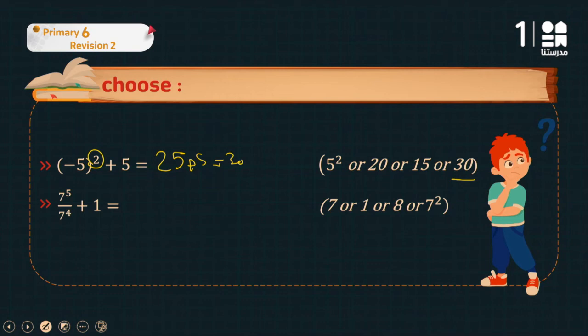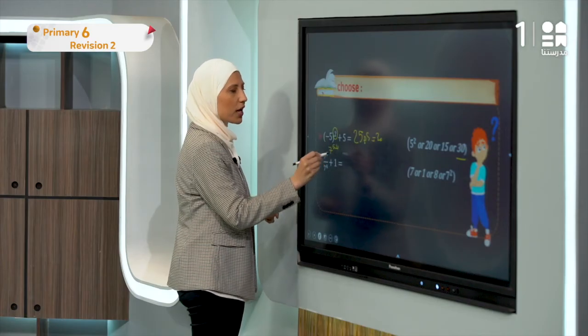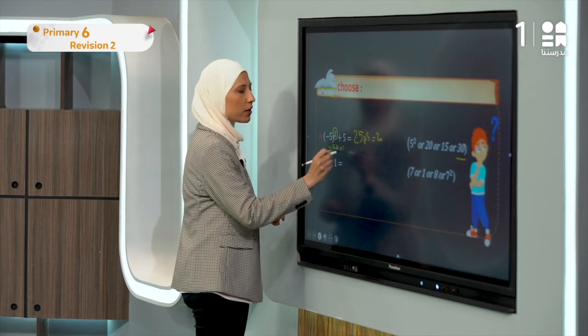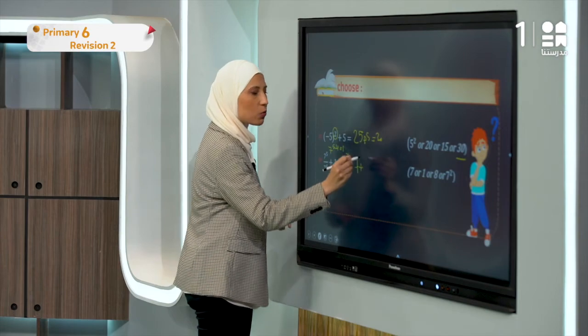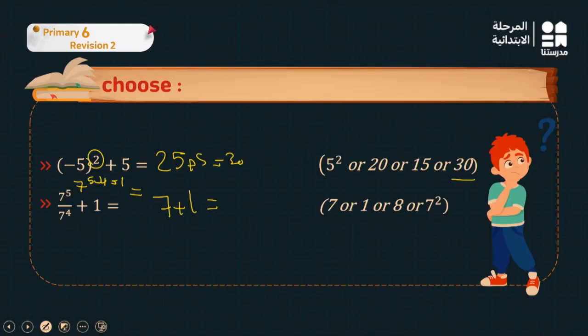The next exercise I have is 7 to the power of 5 divided by 7 to the power of 4. 7 to the power of 5 divided by 7 to the power of 4 means equal bases divided, so I will subtract my powers. So it will be 7, 5 minus 4, and 5 minus 4 equals 1. So it will be equal 7 to the power of 1. 7 to the power of 1 gives me 7. So the right choice is supposed to be 7.